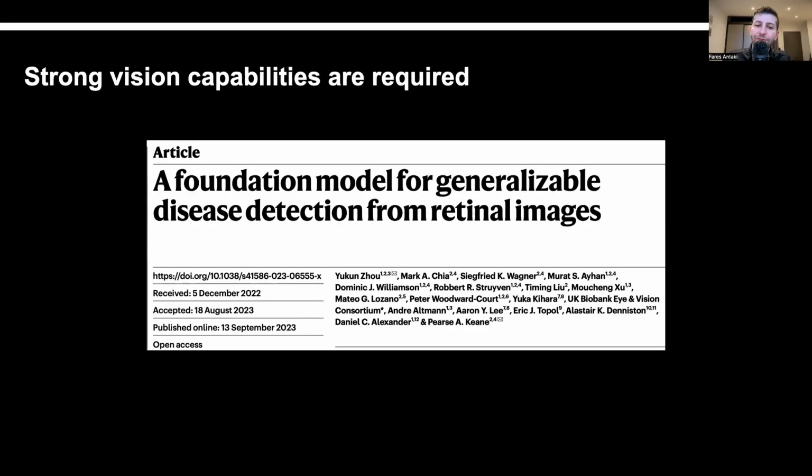While this may solve the language problems of LLMs, the vision capabilities of VLMs must also be at the specialist level. And to reach that level, we might need to build bespoke foundation models with strong computer vision capabilities. And we're already starting to see the rise of those foundation models with RedFound, the first ophthalmology foundation model that was built here at UCL.